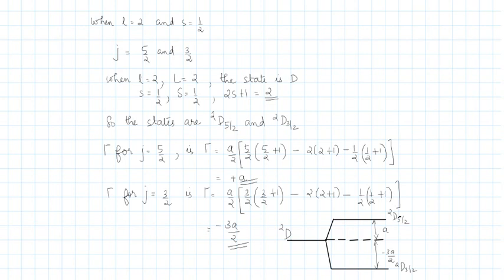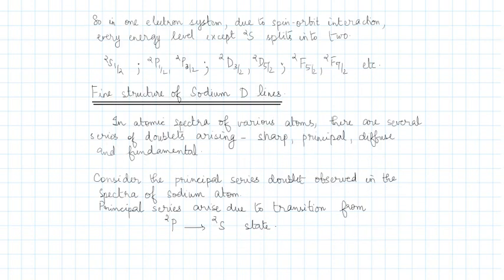Now, for J equal to 5 by 2 and 3 by 2, if we evaluate gamma, we obtain it as plus A and minus 3A by 2. So the minus 3A by 2 state goes down and plus A state goes up from the hypothetical position. So in one electron system, due to spin orbit interaction, every energy level except the 2s state splits into two. So these are the possible energy levels due to spin orbit interaction: 2s half, 2p half, 2p 3 by 2, which we just saw, 2d 3 by 2, 2d 5 by 2, etc.